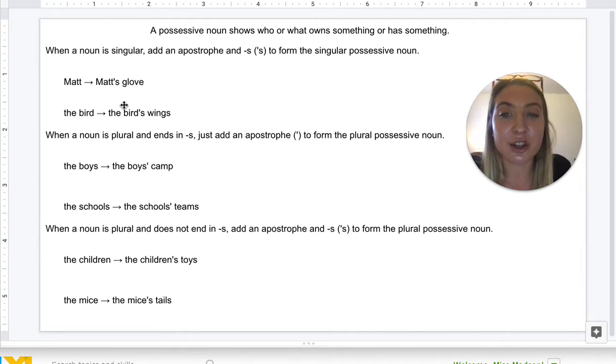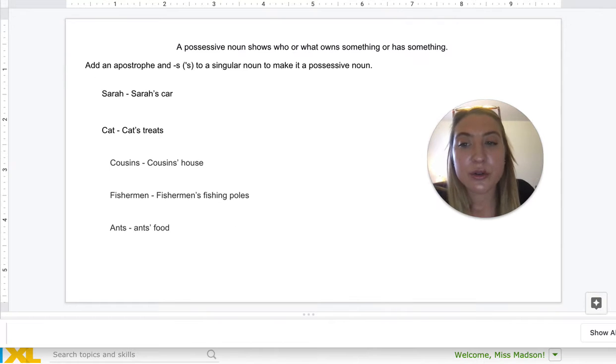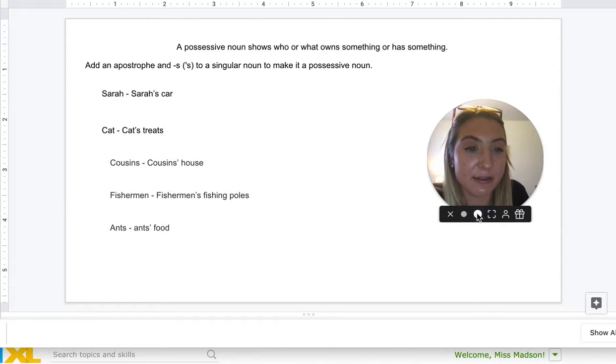And all of these are showing ownership. Matt's glove. Who owns that glove? It's Matt's glove. It's his. So we're changing the words to show ownership, and when they show ownership, they are possessive nouns. So what our homework is going to look like today is we're going to be taking a word and changing it to the correct possessive.